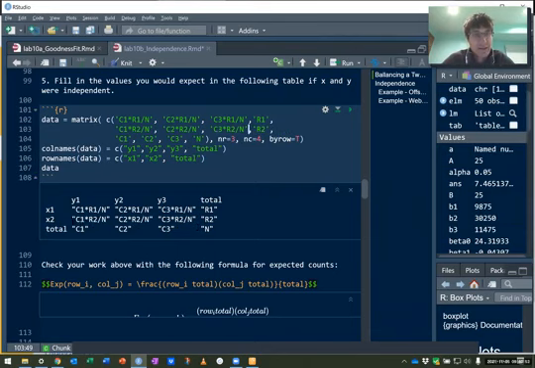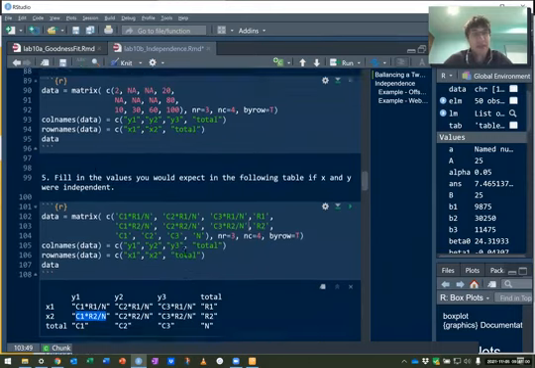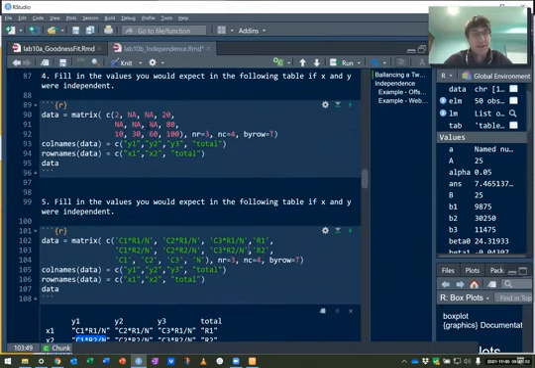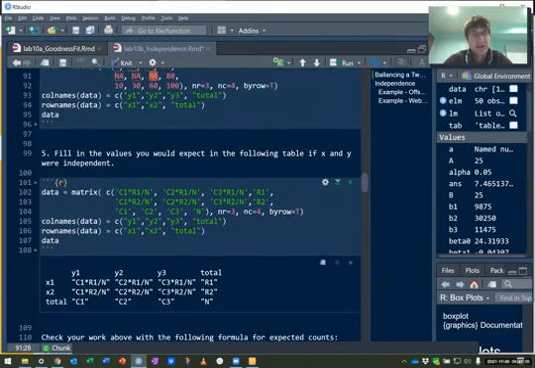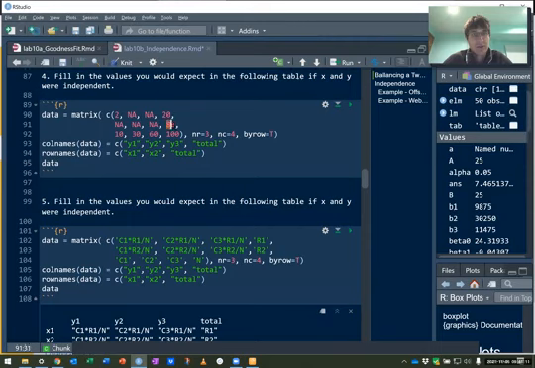So see, this is the first column, second row, it's C1 times R2 divided by N. That's a formula you can use for finding any cell in here. Like this cell, it's going to be C3, the column total, times R2, the row total, divided by 100. So 6 times 8 divided by 100, it's going to be 0.48.